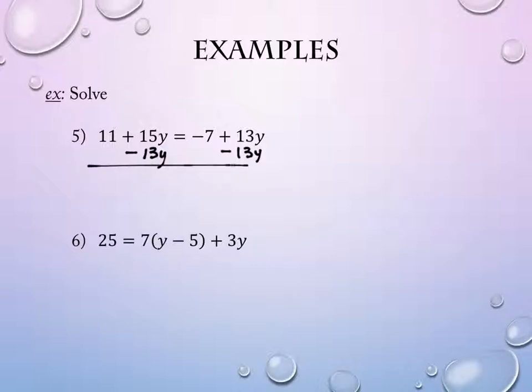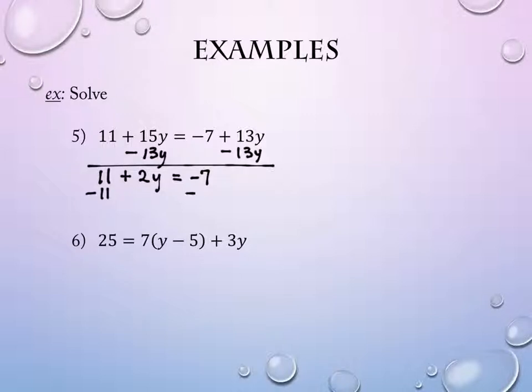Okay, so let's take that. I have 11. 15y minus 13y would be 2y, and it equals -7. And then again, after that, I'm back at the same part that I was doing in the last lesson. What's next?